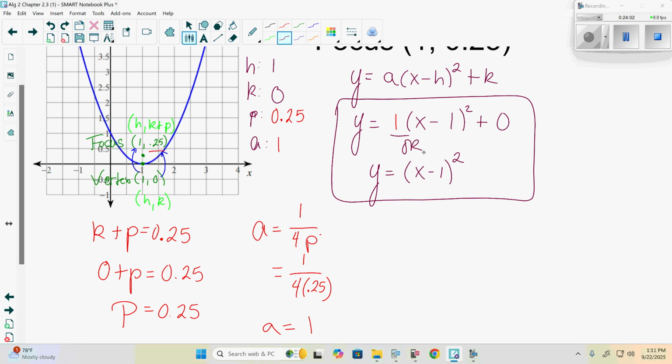These are the same equation. You don't have to write y equals 1 times x minus 1 squared plus 0. We can just say y equals x minus 1 squared. That is the same equation.